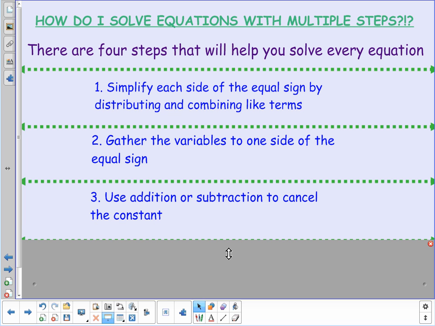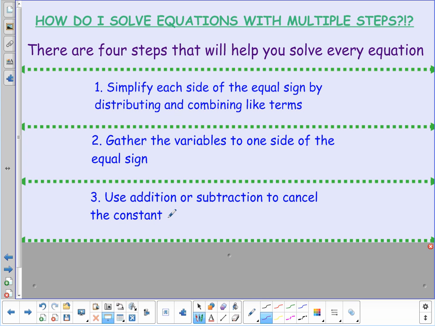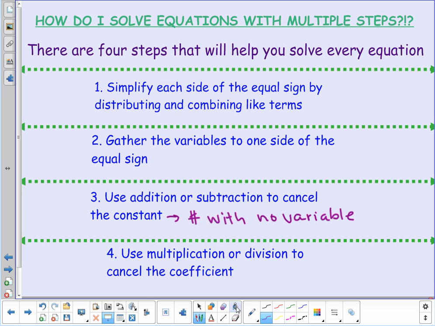The third step is to use addition or subtraction to cancel the constant. If you don't remember that word constant, a constant is a number without a variable. No variable. And we use addition or subtraction to cancel those. If there's a number that's just by itself, I need to cancel that, move it to the other side of the equal sign. And then the last step is to use multiplication or division to cancel the coefficient. And the coefficient, this word, is the number with the variable.